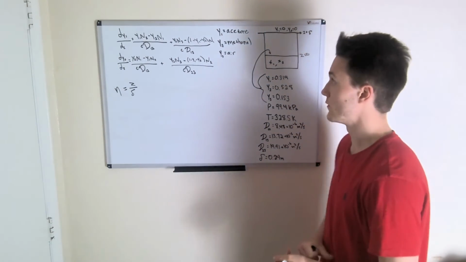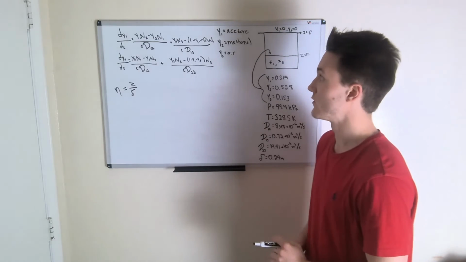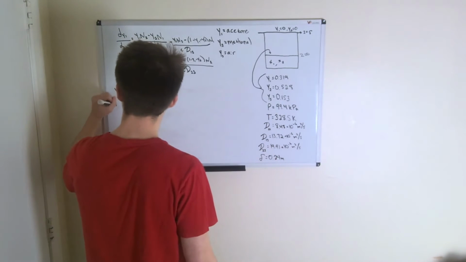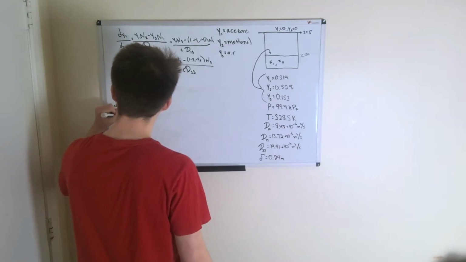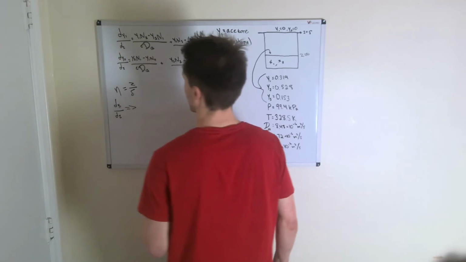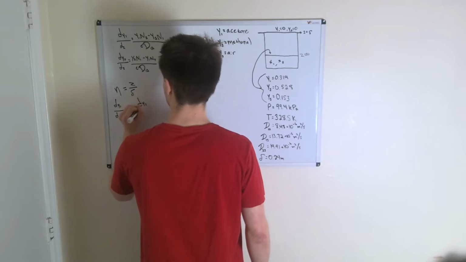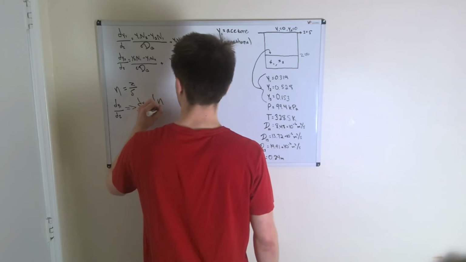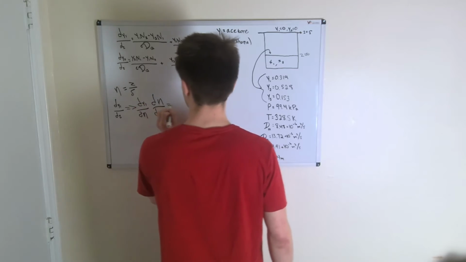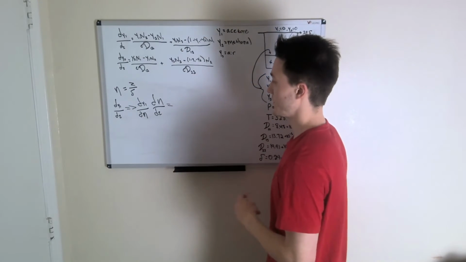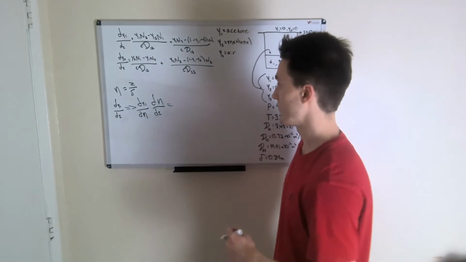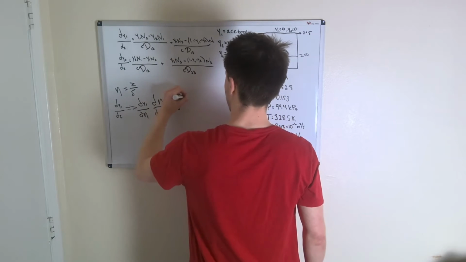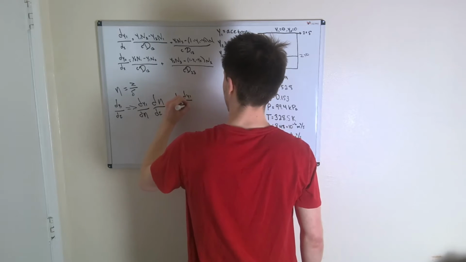So next, we want to plug this into our Stefan-Maxwell equations. And we do that by using the chain rule. So dy1 over dz goes to dy1 over d eta times d eta over dz. And then next, we take the derivative of this function in terms of z. And that gives us 1 over delta dy1 over d eta.